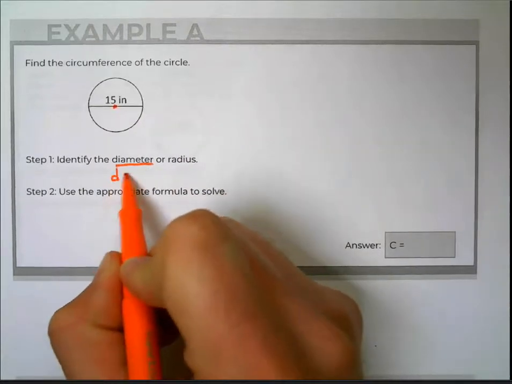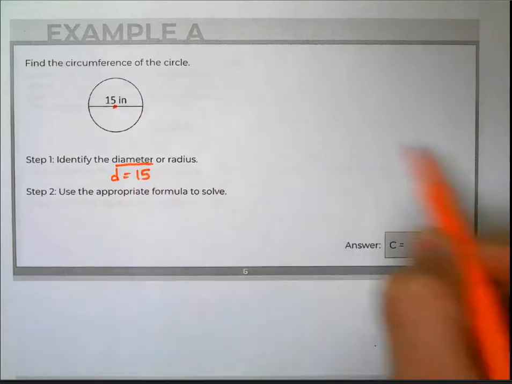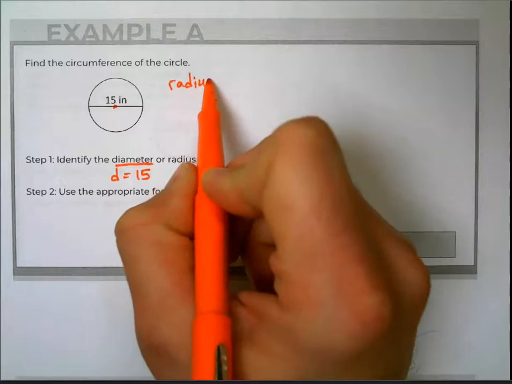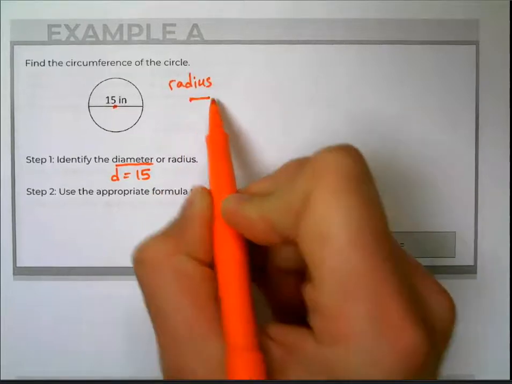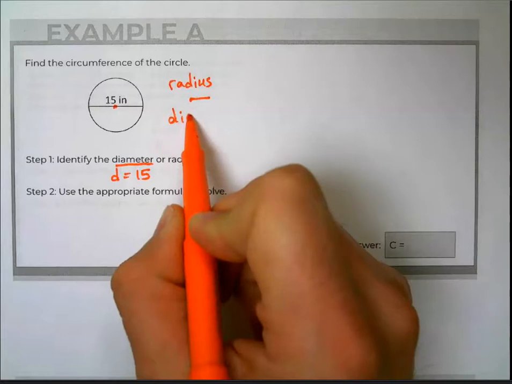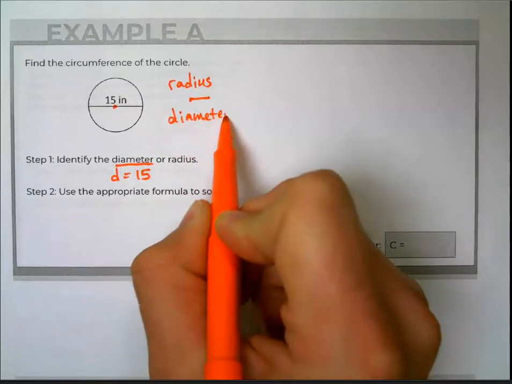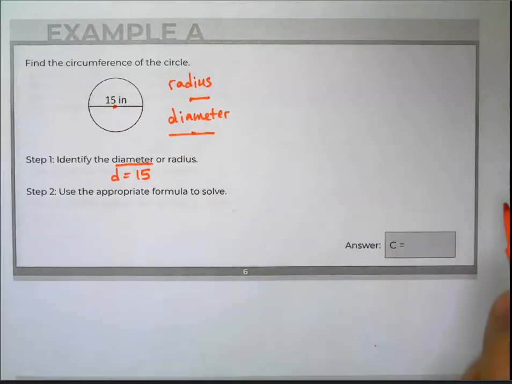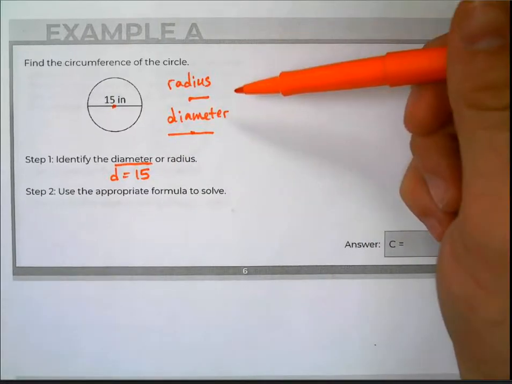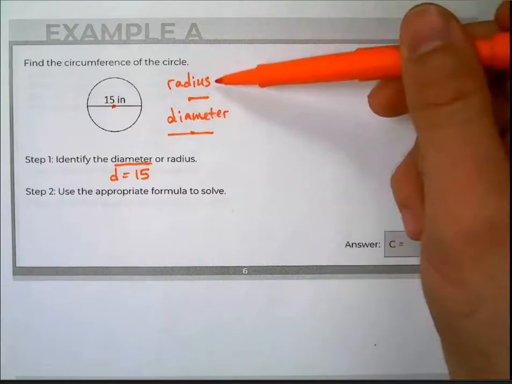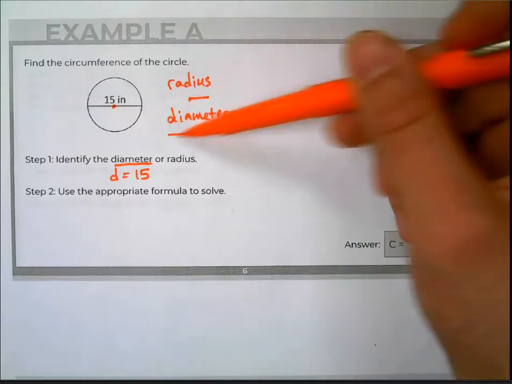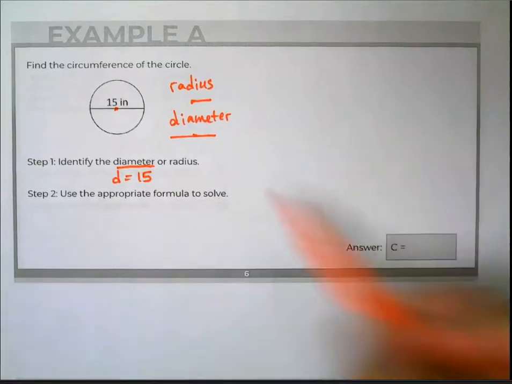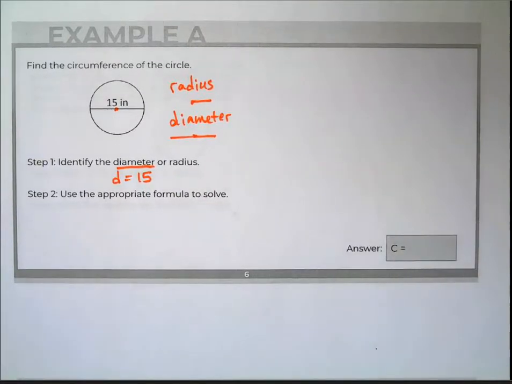So D equals 15. Okay, remember, radius is the one that goes halfway across. Diameter is the one that goes all the way across. Okay, the way I remember it, well, there's a few different ways, but radius is the shorter word. Diameter is a much longer word, so it's the longer line. All right, so step one was to figure out what information they gave us.